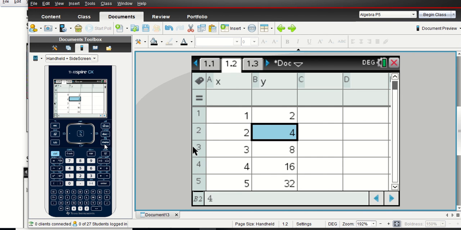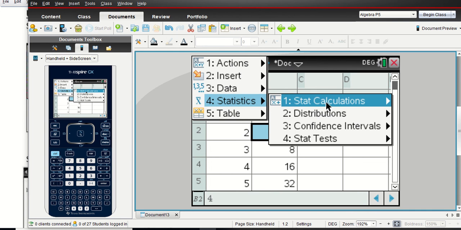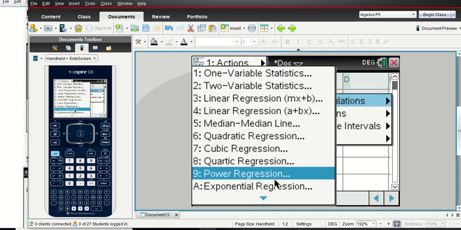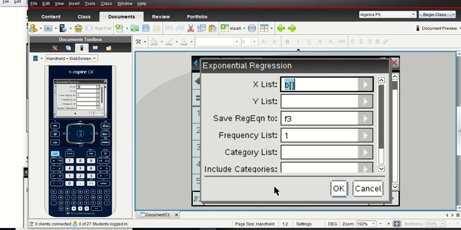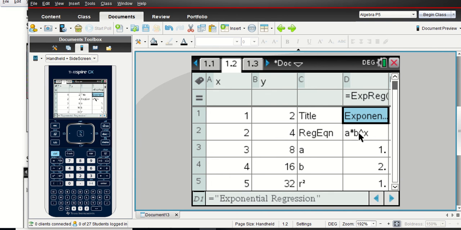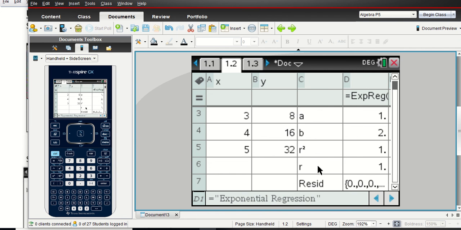On this page, you can do the same thing. Menu, Stats, Stat Calculations. We're going to Exponential, which is choice A, and then I'm just going to choose my axes here. Okay. All right. And there's my AB to the x. So A is 1, B is 2. So that's 1 times 2 to the x. Okay. And you can see the R value here is 1, which means it's a perfect regression. It's fitting up, and the residuals are 0 because they fit right on that line.